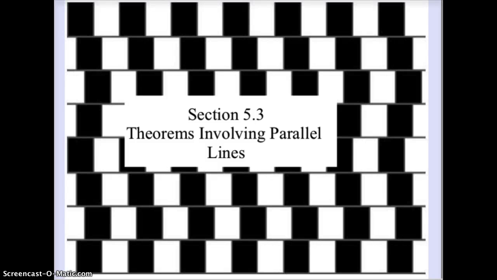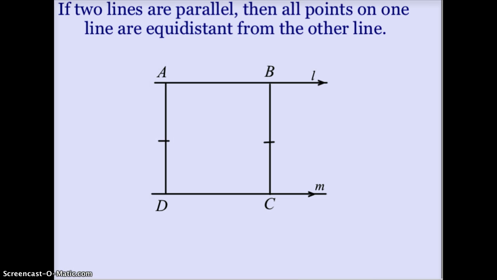Section 5.3 Theorems involving parallel lines. The first theorem we're going to deal with in this section is if two lines are parallel, then all the points on one line are equidistant from the other line.